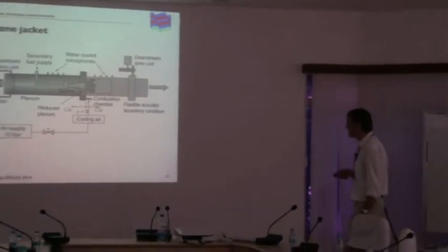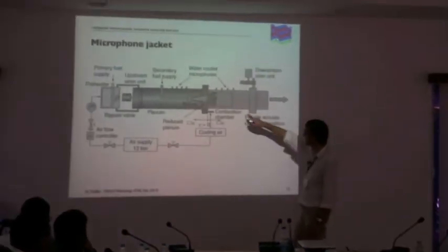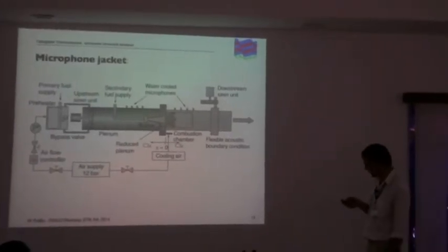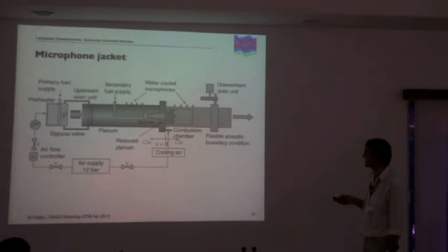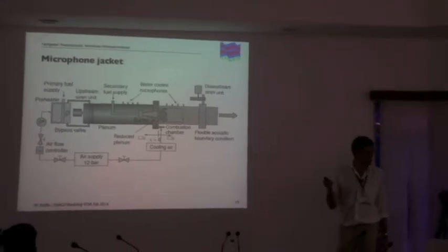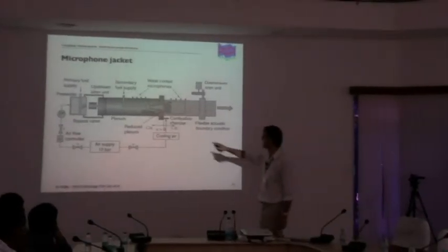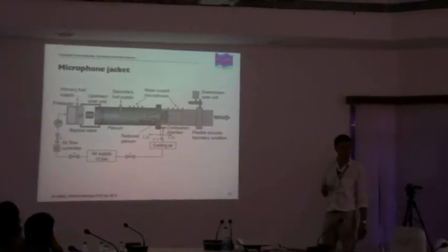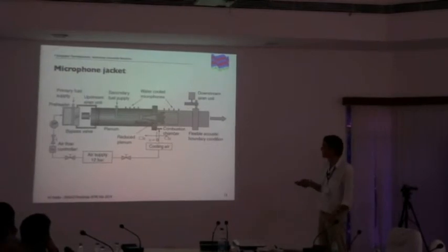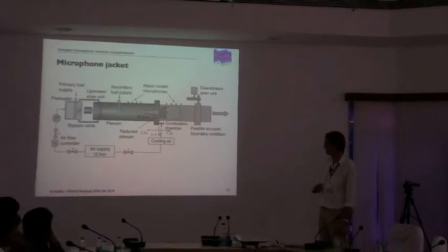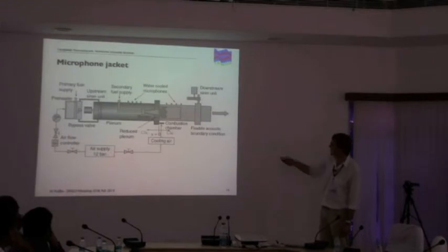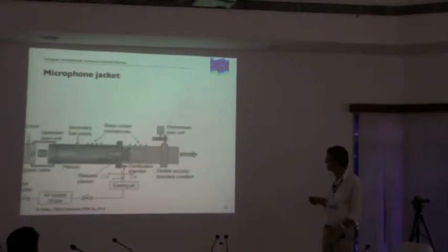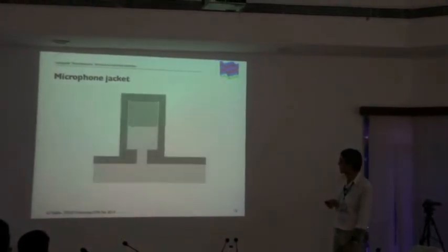Where you have a combustion test rig and you have a microphone here. An important point that is not always appreciated is that it's not trivial to have a microphone survive in the vicinity of a flame, with 2,000 degrees Celsius temperatures, significant radiation of heat, significant turbulence, and so on. So you have to have a microphone jacket, possibly water-cooled, that protects your microphone from this heavy environment.